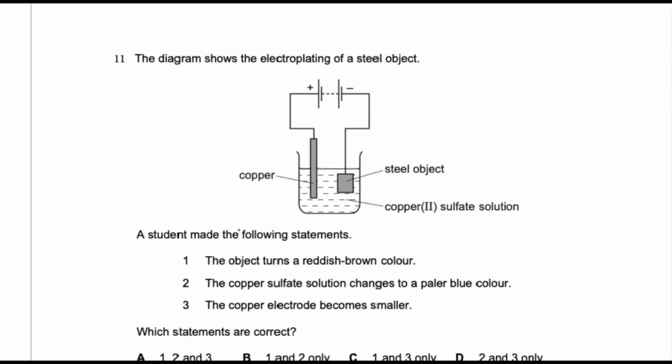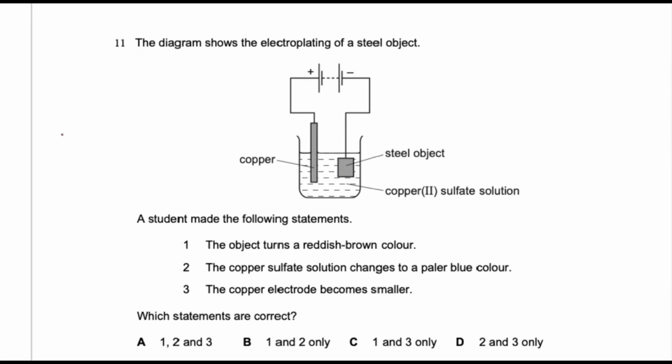let's see one more. Okay, 11. The diagram shows the electroplating of a steel object. So you can see they put the steel object at the negative. Negative means cathode, which is correct. A student makes the following statement. Number one, the object turns a reddish brown color. That is the color of copper. So you need to remember, copper has this color. So because of that, number one is correct.